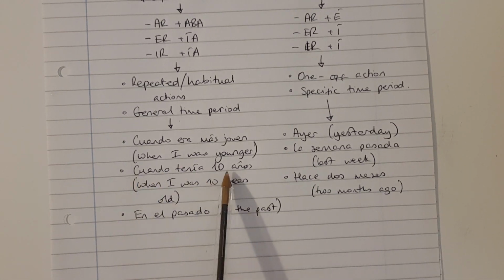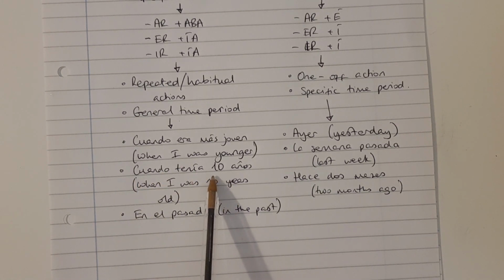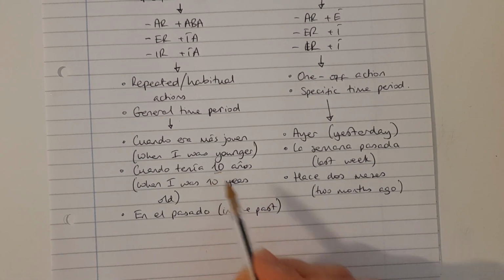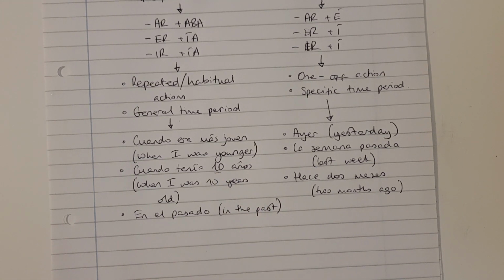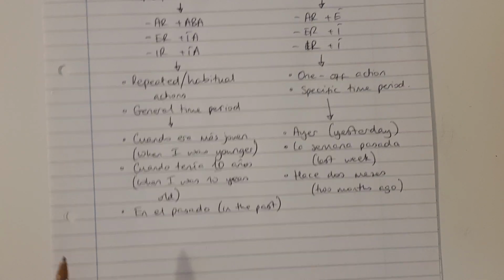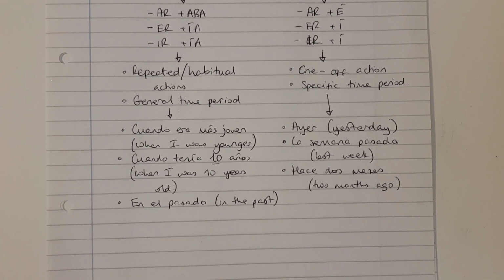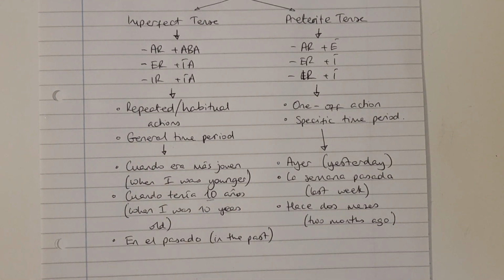Like I said, when we're talking about age in the past, we need to use the imperfect tense. So that's why we have cuando tenía 10 años in this case, or any age. We can change that number. Any age we would need to use the imperfect tense. And again, en el pasado, it doesn't say exactly when in the past, it just says in the past. So it's quite a general time. So again, we would need to use the imperfect tense for that.